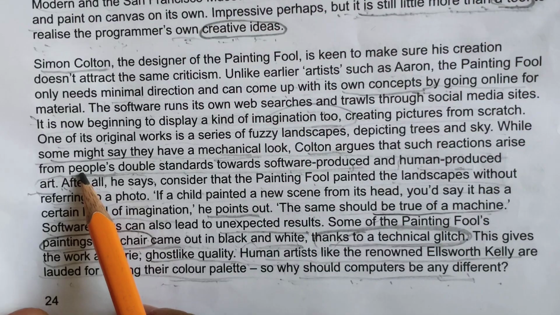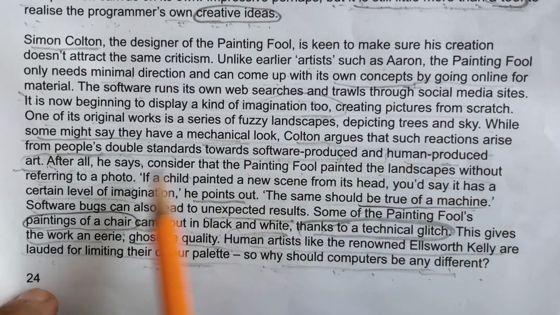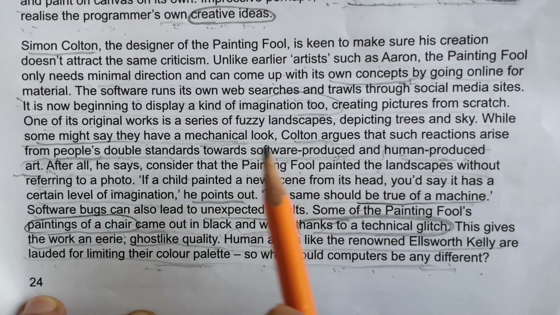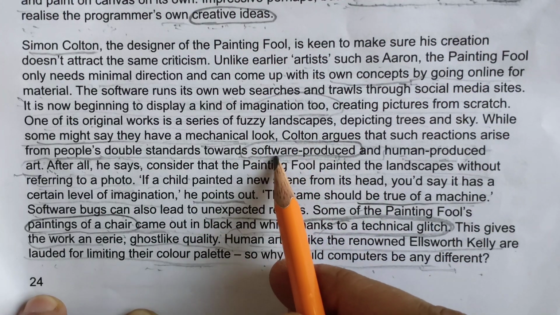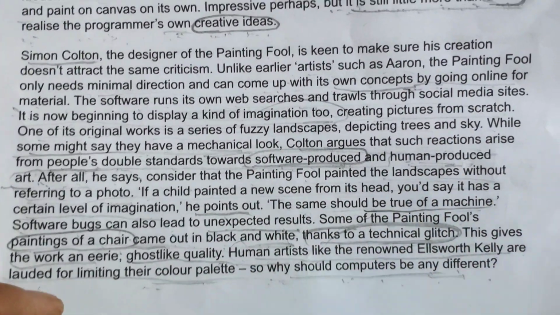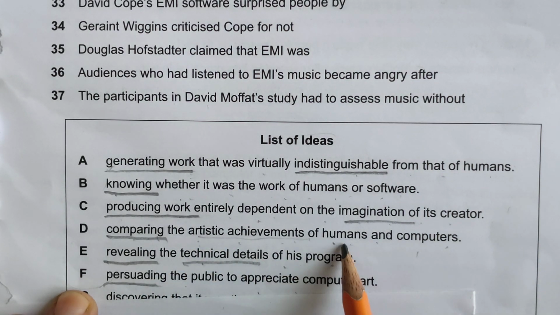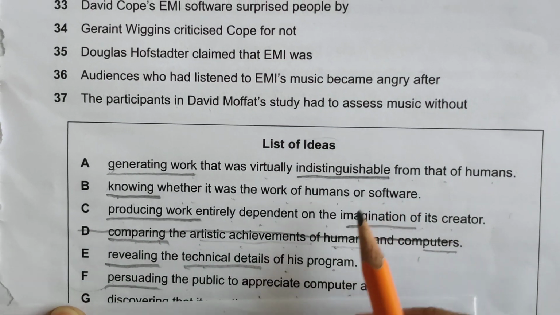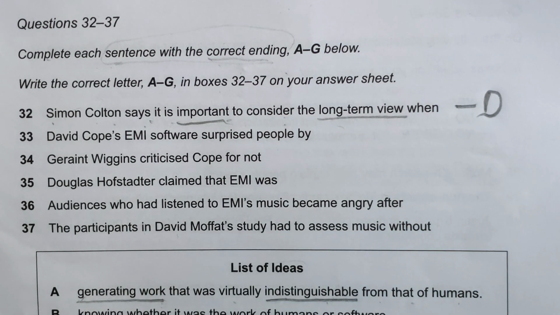Yes, here we can also take such reactions arise from people's double standards towards software-produced and human-produced. Yes, now the comparison is given towards software-produced and human-produced art. Yes, it is given, comparing the artistic achievements of humans and computers. So let's cut it from the list of options. For 32 it is D. It is D.